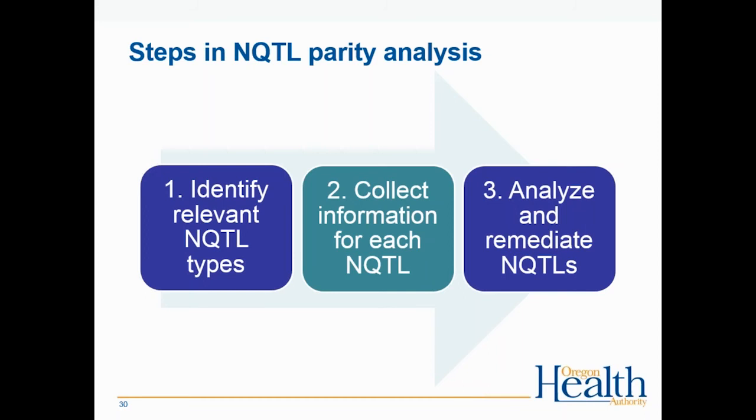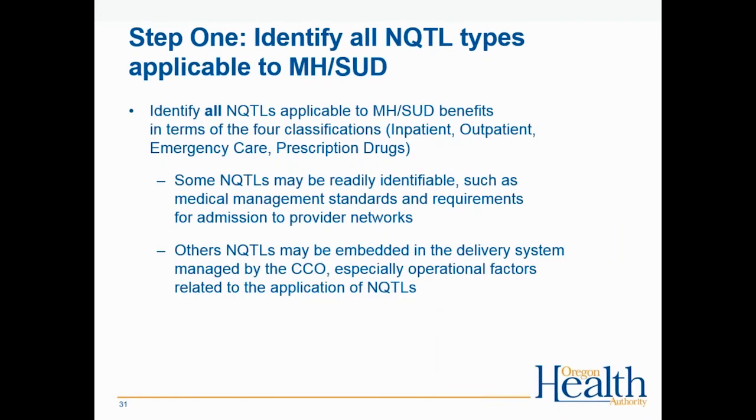And once these NQTL types are identified as being operative in a particular classification, then we go to collect information about each NQTL. So we want to understand how the NQTL is applied to different services within a classification, and then to analyze the overall pattern of NQTL applications, such as prior authorization, and look to remediate NQTLs that are not in line or consistent and bring them into parity. So that's a lot of material to cover in a single slide, and so let's break it down into the steps.